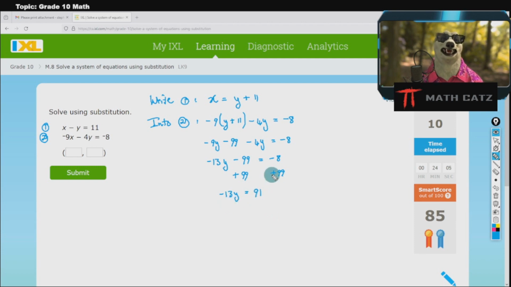And then I have to divide both sides by negative 13, isolating y on the left and having negative 7 on the right, because 7 times 13 is 70 plus 21, which is 91. But feel free to use your calculator if you need to.